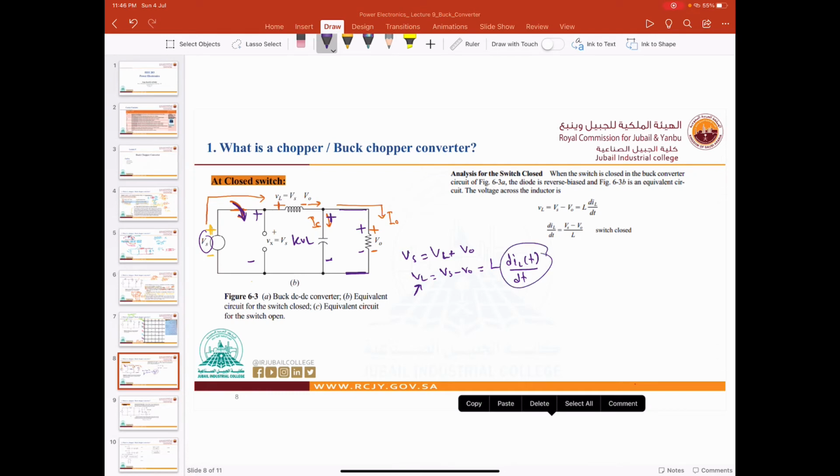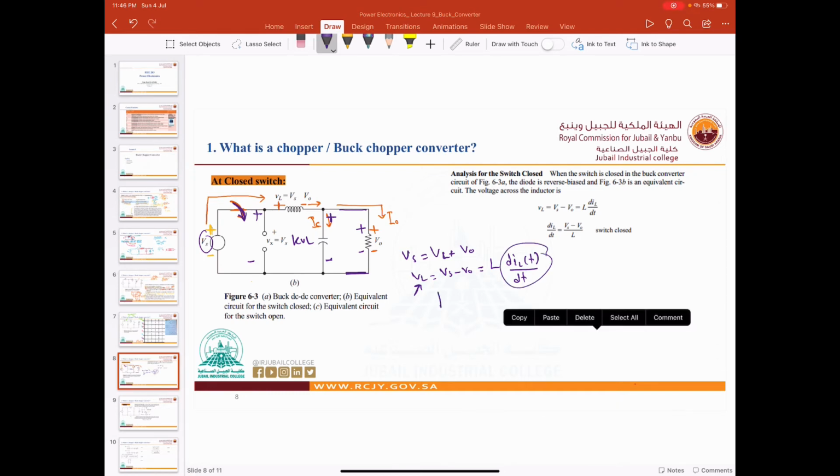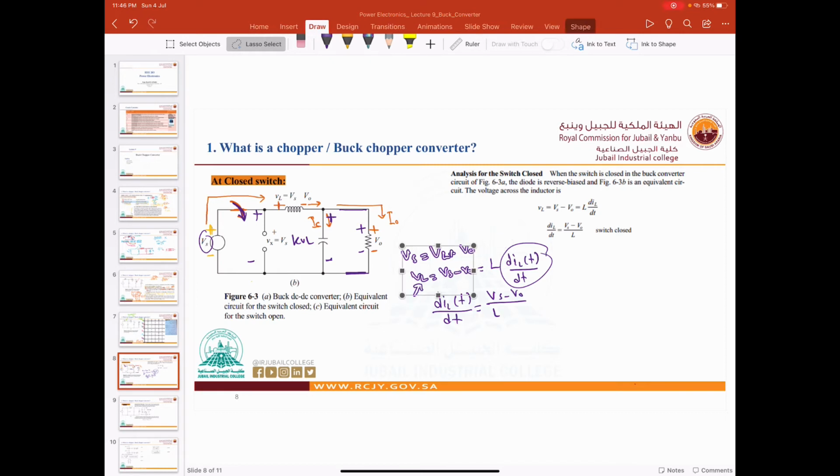Now we can find di by dt here. We can check it out. So di of L of t over dt is equal to what? Equal to Vs minus V out divided by L. Now this is the equation that we need to understand. Okay, so I'm going to take it here, and I'm going to erase it, because this formula is this one. Okay, this is the one, so I'm going to erase it.